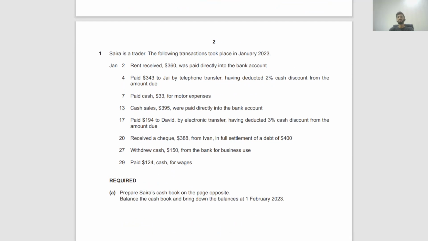Saira is a trader. The following transactions took place in January 2023. Usually the cash books are obviously actually for a month, right? So for the month of January 2023, we have this one. January 2nd, there's rent received of 360. It was paid directly into the bank account.